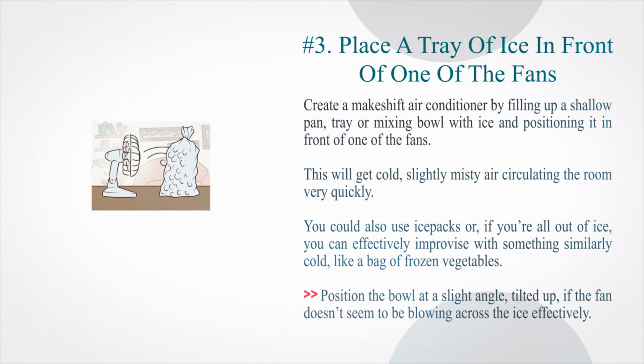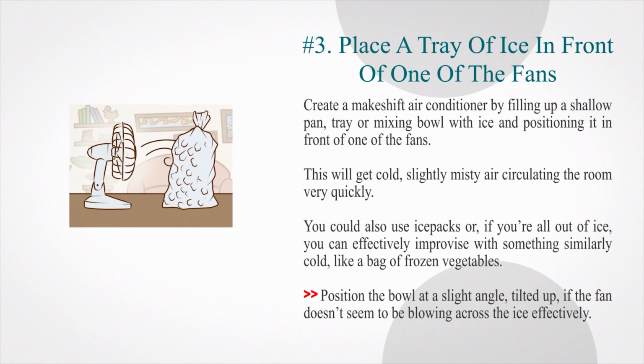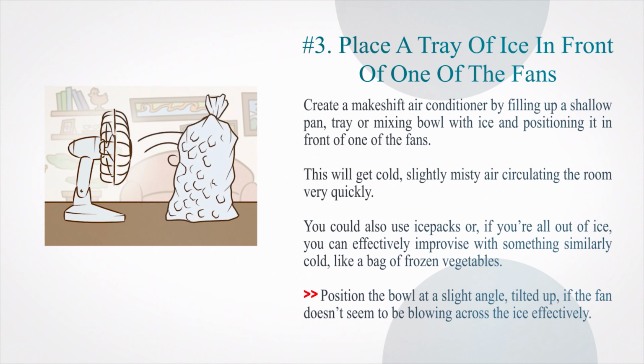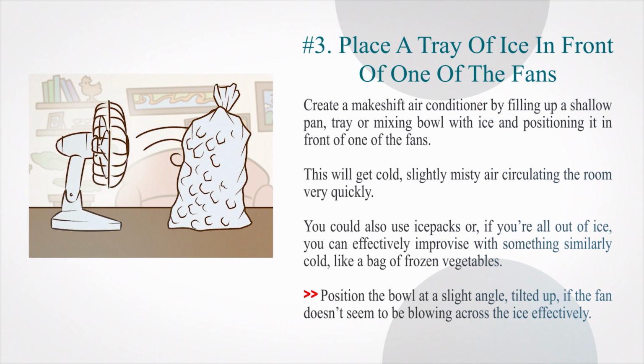Number 3. Place a tray of ice in front of one of the fans. Create a makeshift air conditioner by filling up a shallow pan, tray, or mixing bowl with ice and positioning it in front of one of the fans. This will get cold, slightly misty air circulating the room very quickly. You could also use ice packs, or, if you're all out of ice, you can effectively improvise with something similarly cold, like a bag of frozen vegetables. Position the bowl at a slight angle, tilted up, if the fan doesn't seem to be blowing across the ice effectively.